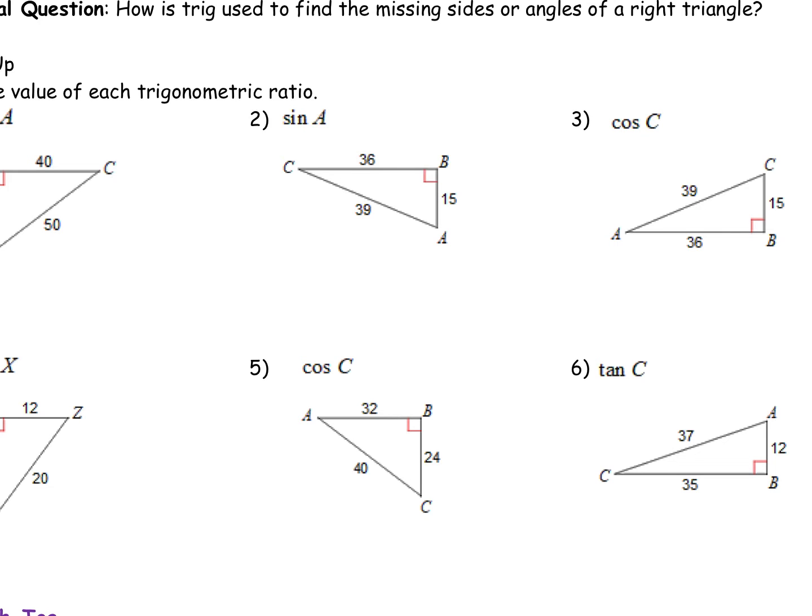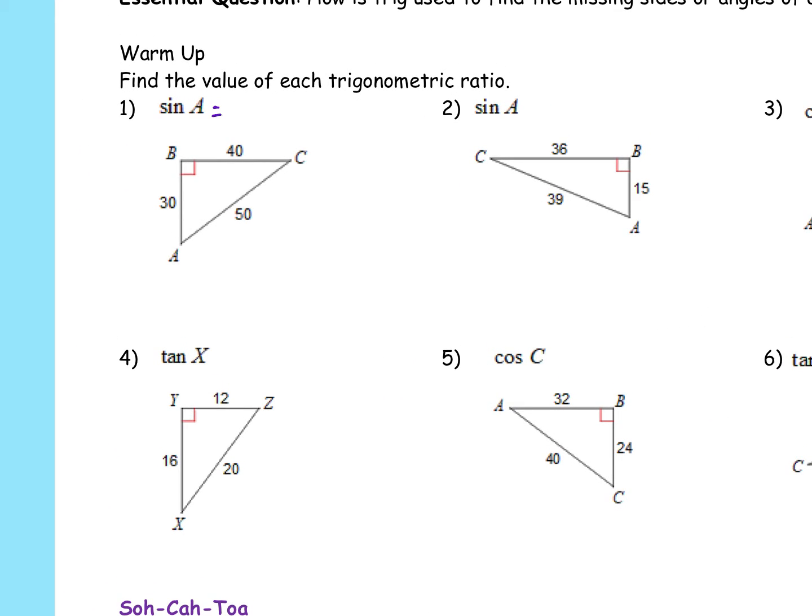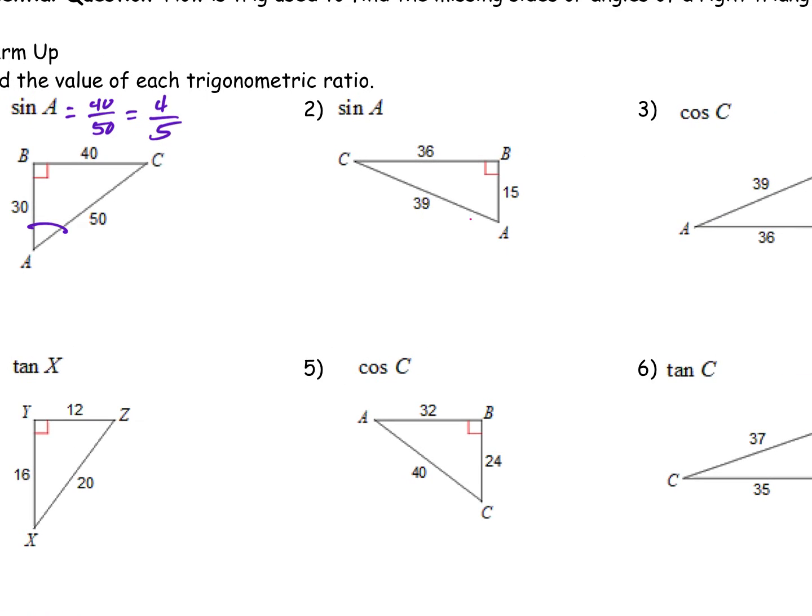Warm up. Sine of A equals, here's A, so 40 over 50 or 4/5. Sine of A again is 36 over 39 or 12/13. 3 goes into them.